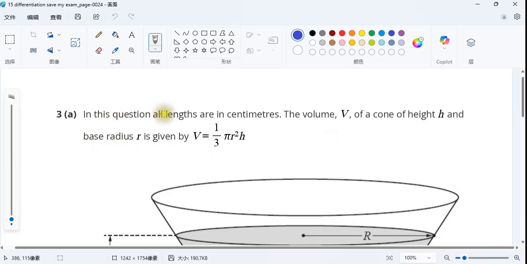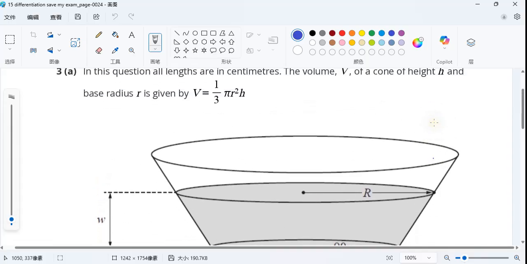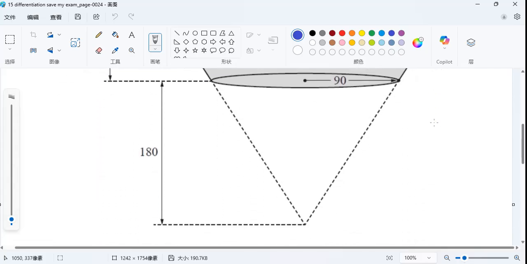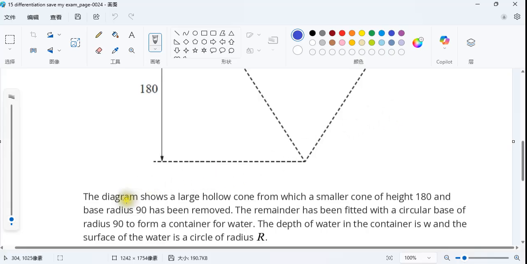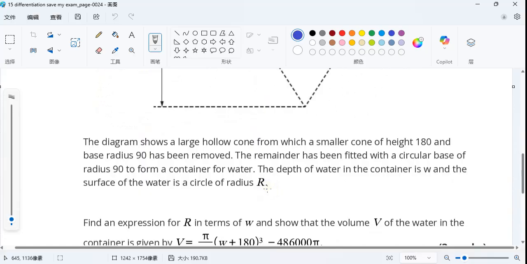Question number 3a. In this question, all lengths are in cm. The volume V of a cone of height h and base radius r is given by V equals 1/3 π r² h. The diagram shows a large hollow cone from which a smaller cone of height 180 and radius 90 has been removed. The remainder has been fitted with a circular base of radius 90 to form a container for water.